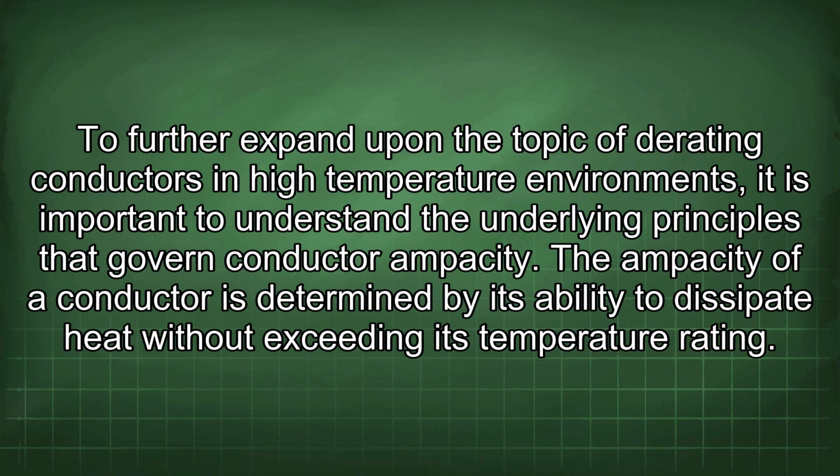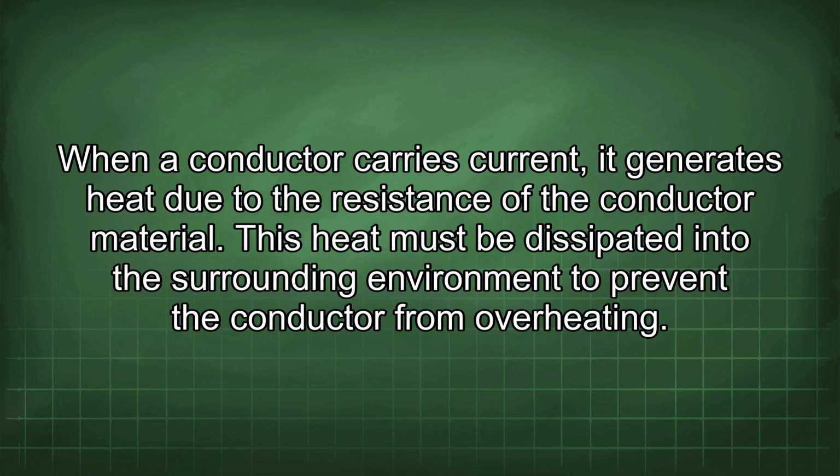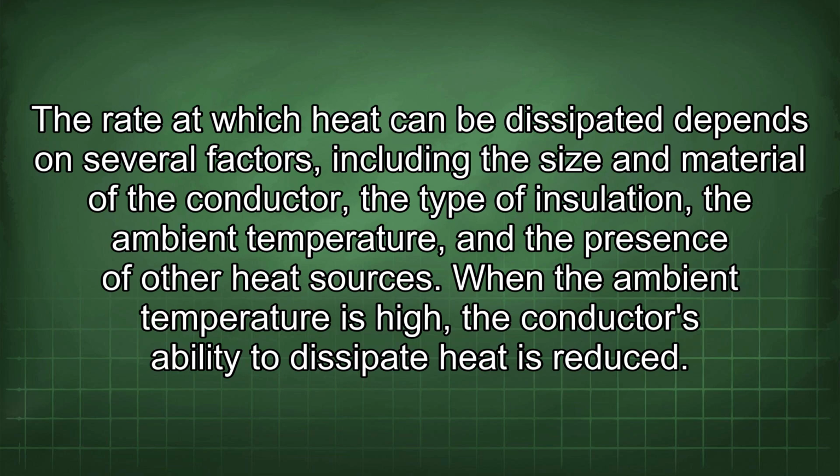To further expand upon the topic of derating conductors in high-temperature environments, it is important to understand the underlying principles that govern conductor ampacity. The ampacity of a conductor is determined by its ability to dissipate heat without exceeding its temperature rating. When a conductor carries current, it generates heat due to the resistance of the conductor material. This heat must be dissipated into the surrounding environment to prevent the conductor from overheating. The rate at which heat can be dissipated depends on several factors, including the size and material of the conductor, the type of insulation, the ambient temperature, and the presence of other heat sources.